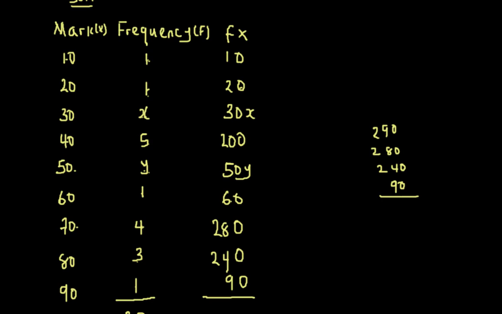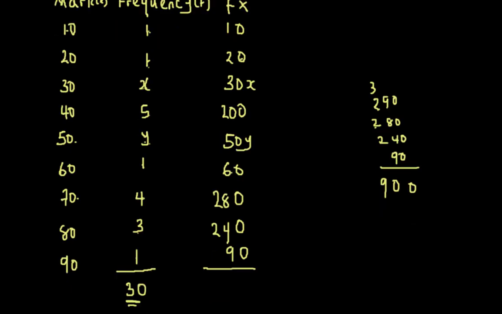So let's add this up. We have 0. 9 plus 8 will give us 17. 17 plus 4 will give us 21. 21 plus 9 will give us 30. So we have 0 carry 3. 3 plus 2 is 5. 5 plus 2 is 7. 7 plus 2 is 9. So this is 900. But remember, we still have plus 30x.